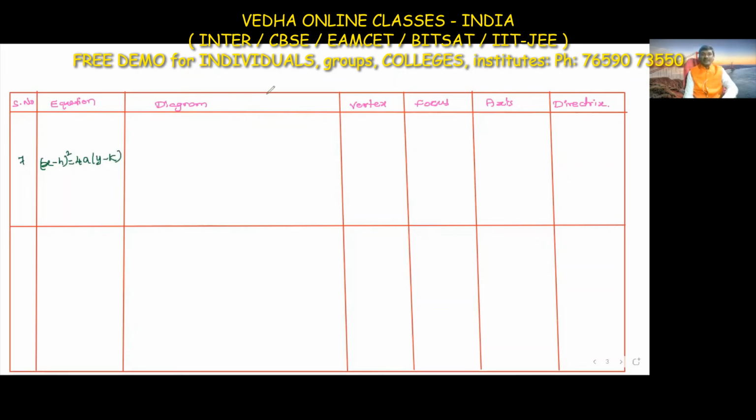Now I am taking the x-axis and y-axis. How to draw that? The parabola is upside. We already discussed: is the equation of the parabola upside or downside? Upside. So we take the equation like this.